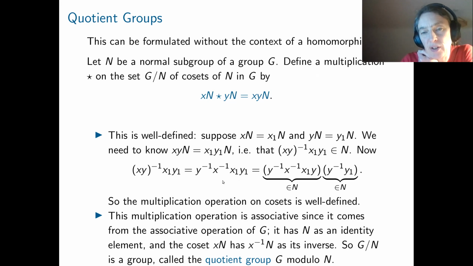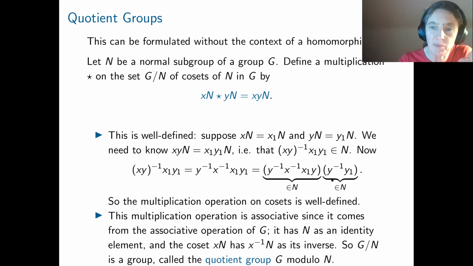That y inverse x inverse x1 y1 we can write as y inverse x inverse x1 y multiplied by y inverse y1. So here we've introduced an extra copy of y and y inverse, which overall is just introducing an identity element, so it doesn't do anything. But putting the y inverse x inverse x1 y part in front, we know that x inverse x1 belongs to N. We know that N is a normal subgroup of G. So if we have an element of it and we take a conjugate in G of that element, so y inverse x inverse x1 y is a conjugate of x inverse x1, it belongs to N.